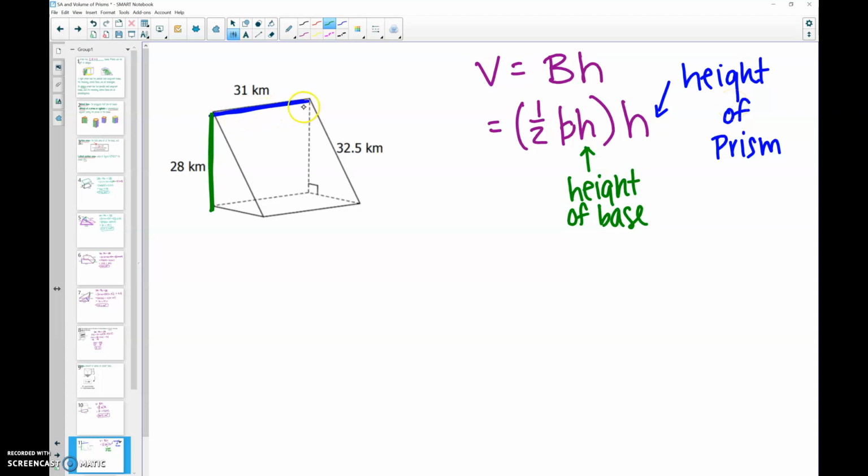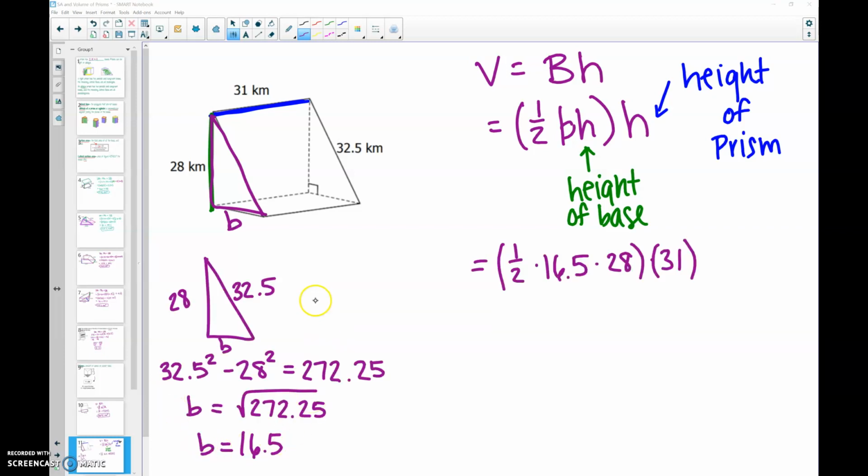Now before I solve for the area of my base, which is my triangle, I am missing a measurement. I do not have my base measurement here, which means I have to do some Pythagorean theorem to solve for that. Okay, so on the left over here, I used Pythagorean theorem to figure out the base of just my triangle, and I got about 16.5.